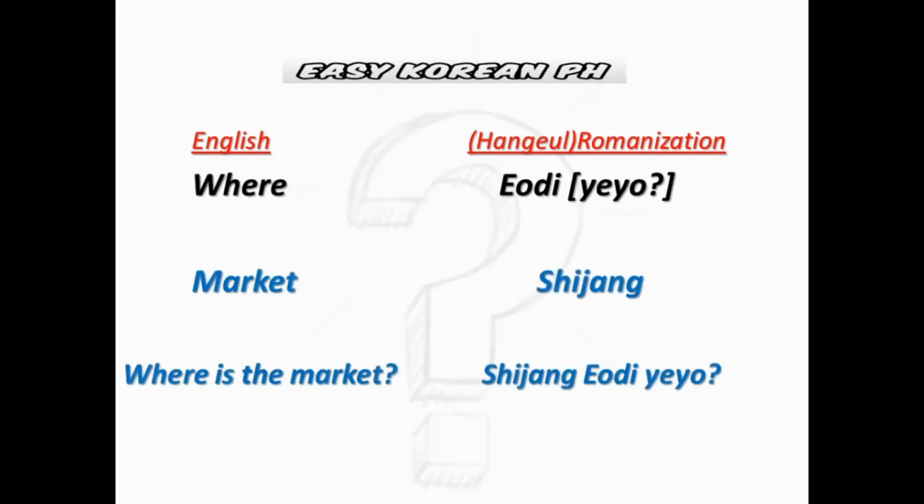Okay, let's try with the market. For example, now we'll be saying, where is the market? As usual, market should be placed at the first part of the sentence. Market in Korean is 시장. 시장 어디예요? Where is the market?